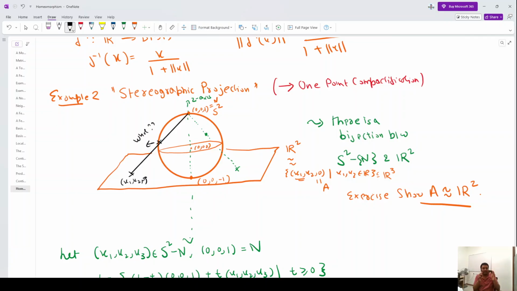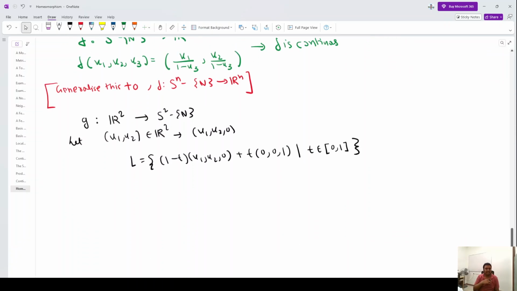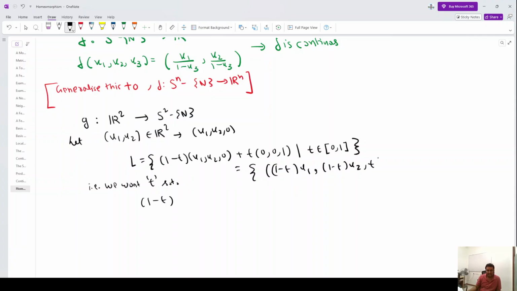So for this point, all points on this line segment should satisfy the equation of the sphere. If you square the components and sum it, it should be 1. So we want t such that the point is (1 minus t)x1, (1 minus t)x2, and t, right? With t in 0, 1.